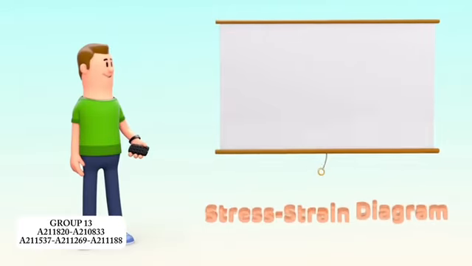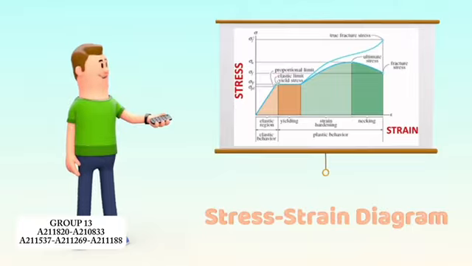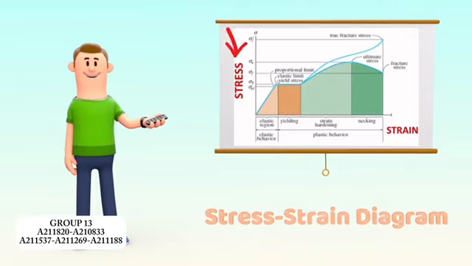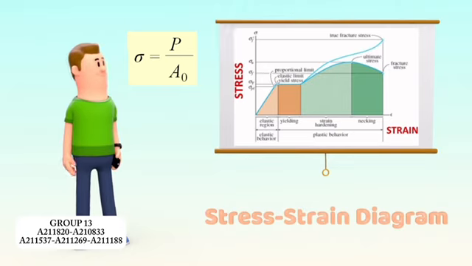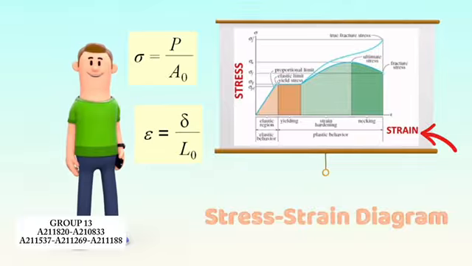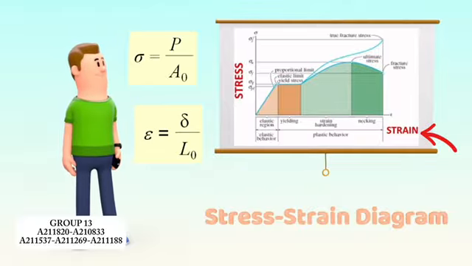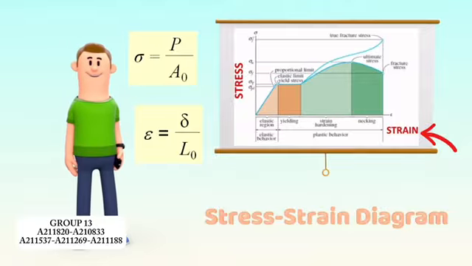When we plot stress against strain, we get the stress-strain diagram. The nominal stress is calculated from the applied load and the original cross-sectional area of the specimen using the formula: axial load divided by initial cross-sectional area. Similarly, the nominal strain is determined either directly from strain gauge measurements or computed as the ratio of deformation to the original length, where the change in length is divided by the original gauge length.